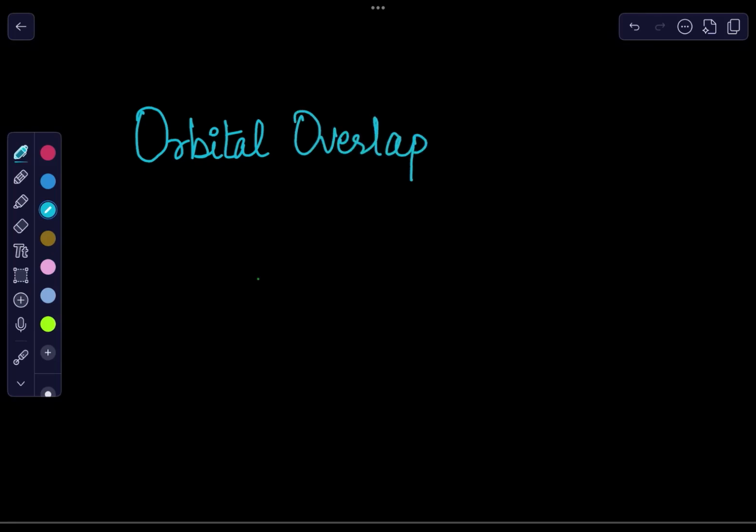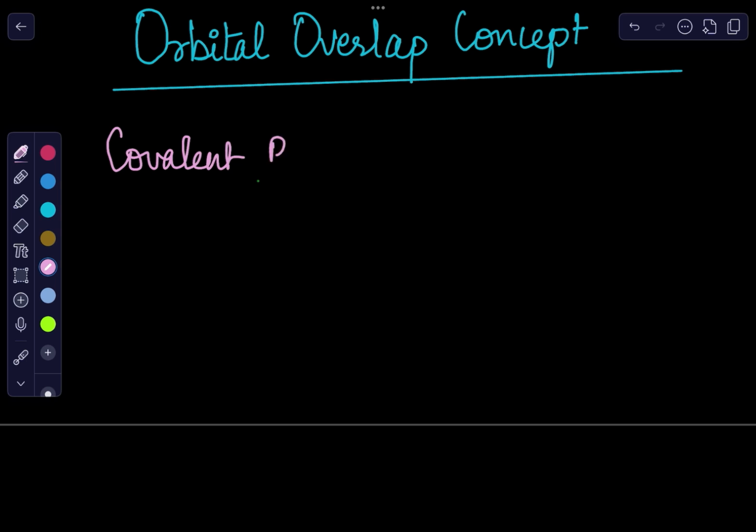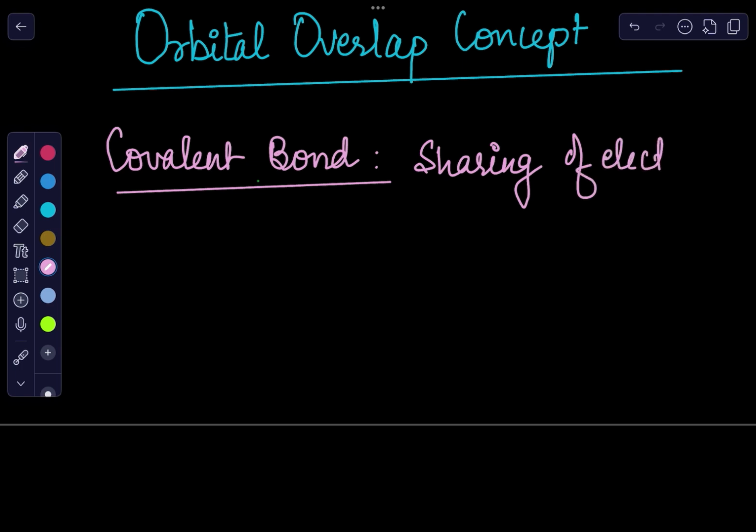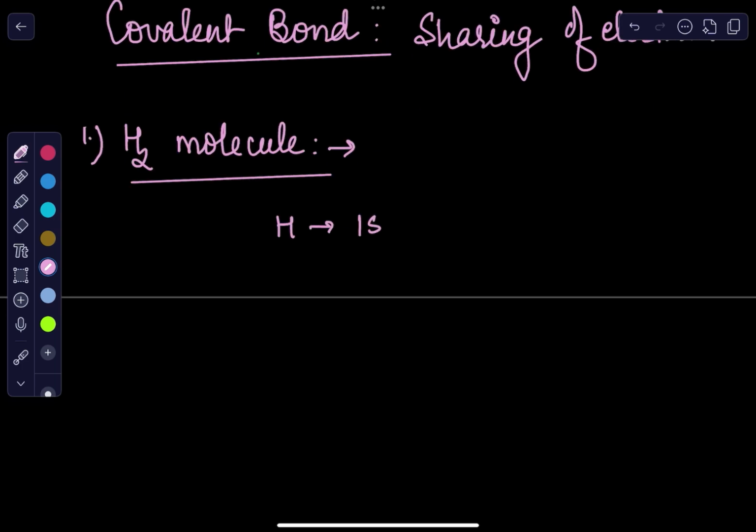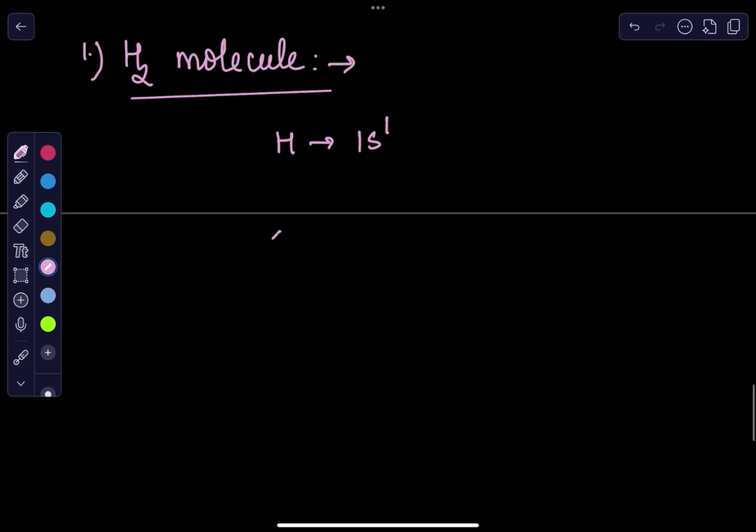Hi students, let's see a very important topic of chemical bonding, the orbital overlap concept. It is also known as valence bond theory, but valence bond theory includes hybridization also, and today we'll not be discussing hybridization. I will cover it in my next video. So a covalent bond, we know, is formed by sharing of electrons. We'll be seeing some 4-5 cases of covalent bond formation or orbital overlap.